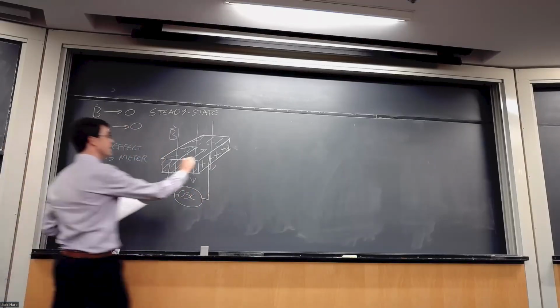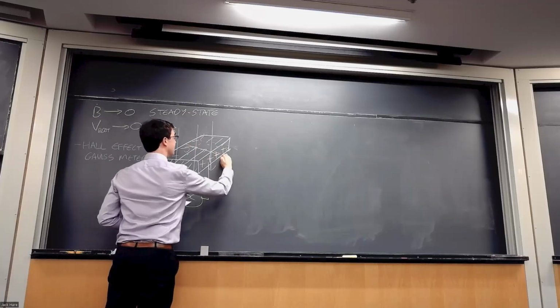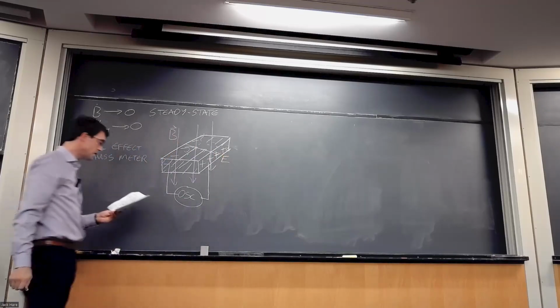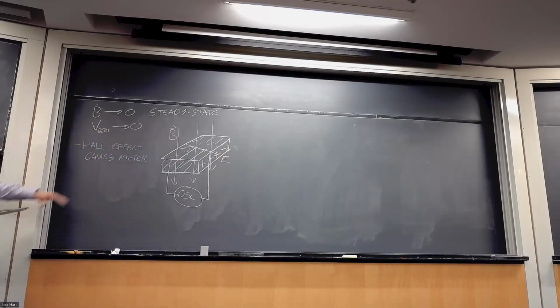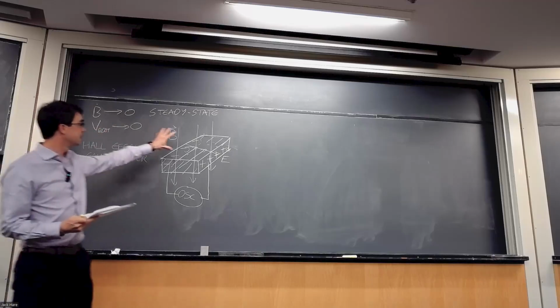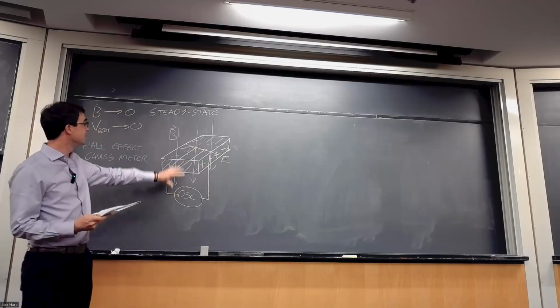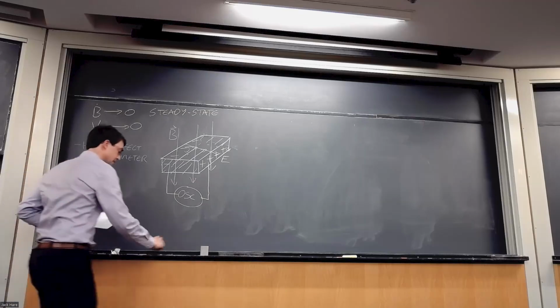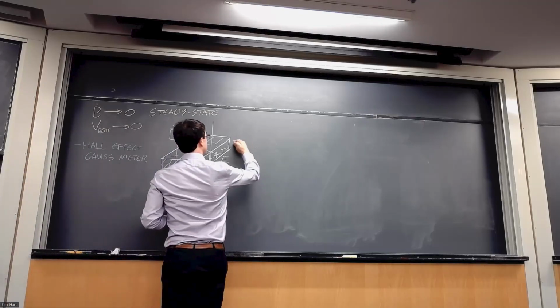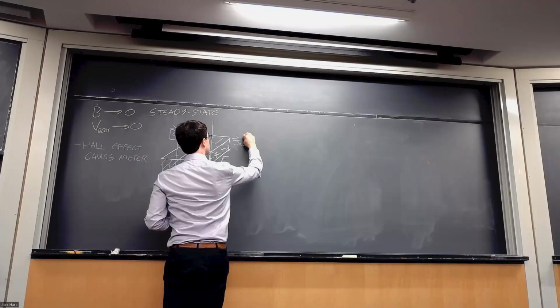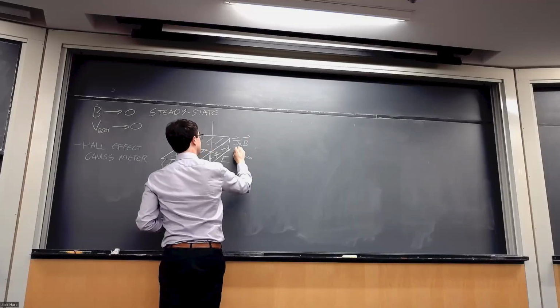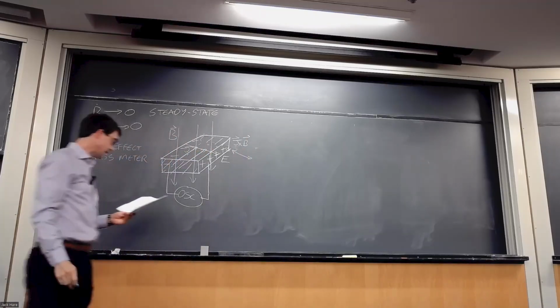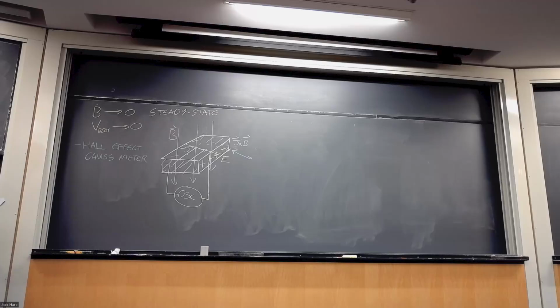So there's going to be an electric field in this direction. And by knowing the properties of our semiconductor and measuring this electric field, we can infer what the magnetic field is here. So, again, there's a J cross B force that separates the charges in these two directions. So this works pretty well.